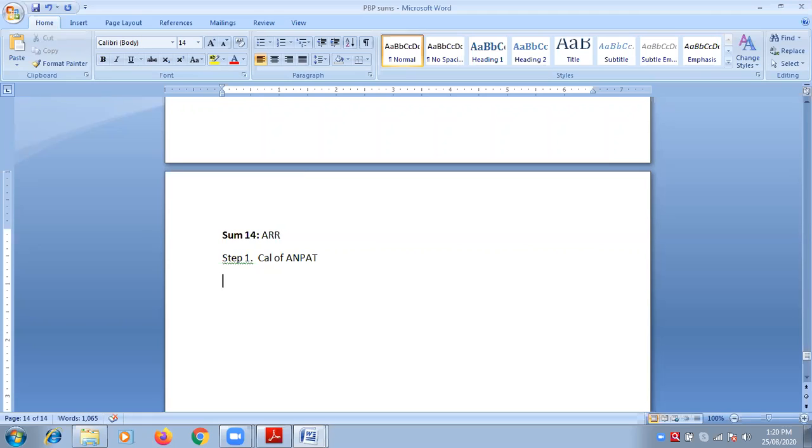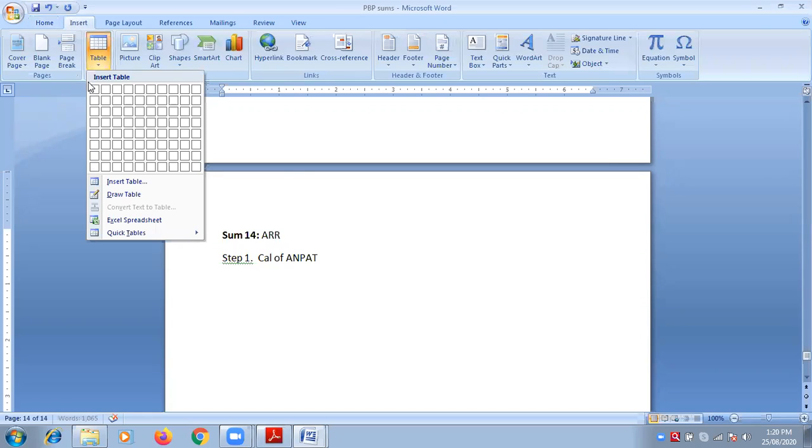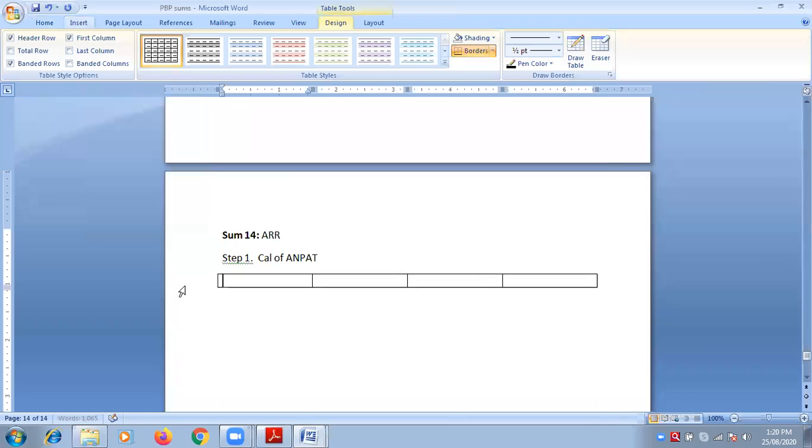See, first you have to calculate net profit after tax. Only then you will be able to calculate average net profit after tax. Because in this question, net profit after tax is not available, we will have to calculate it. We have to make a table. So here, net profit before tax, which is available to you, less tax, and then you will get net profit after tax. That's done. 4 column.